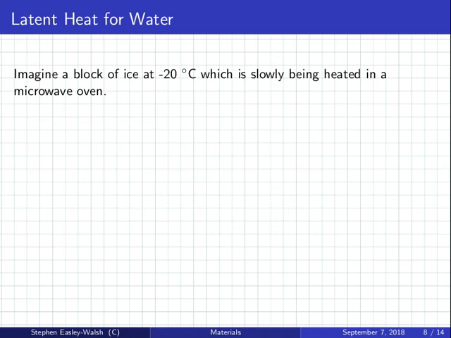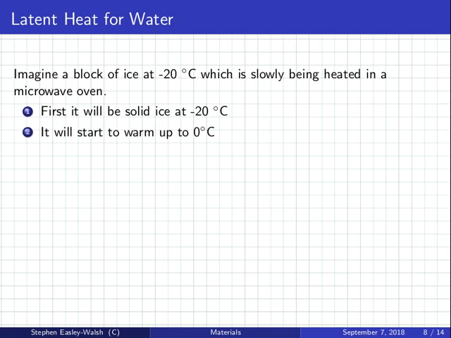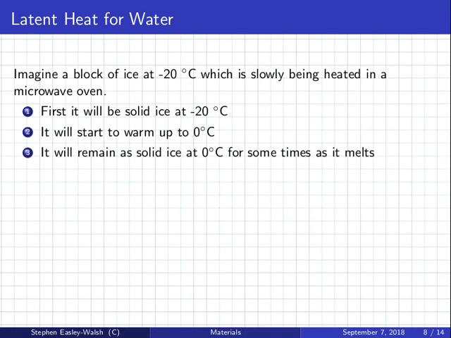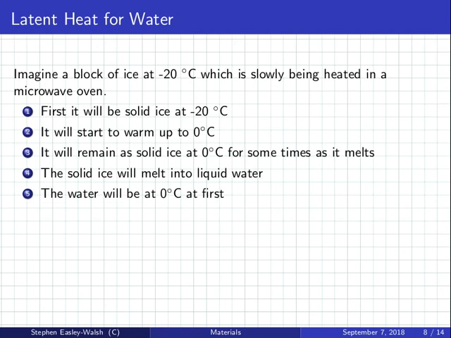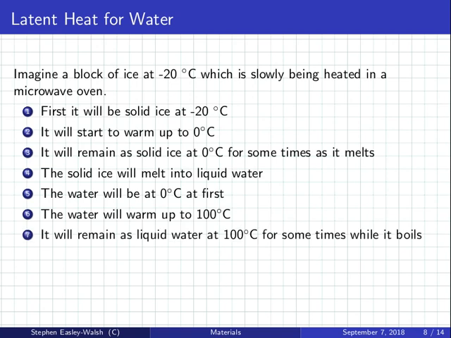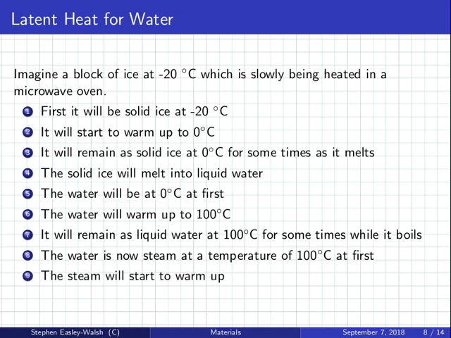Just to make the last point very clear, imagine you put minus 20 Celsius ice in the microwave. What will happen to the ice? First it'll be at minus 20. Then some time will pass and it'll be at 0. Now it's still ice. It will remain at 0 for some time and then it melts. Now it becomes water, and the water is at 0. Then the water will warm up until it's 100. It remains liquid for some time until it boils. Then it becomes steam at 100. And then the steam warms up, and then the steam leaves the microwave.